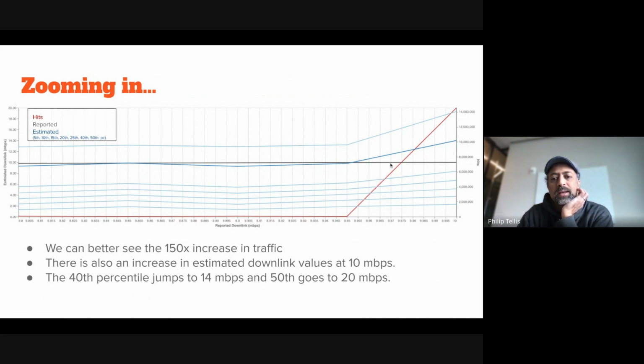The 40th percentile, which we were trending with up to this point, jumps up to 14 megabits per second, and the 50th goes to 20 megabits per second. So that's kind of where we're at this point.